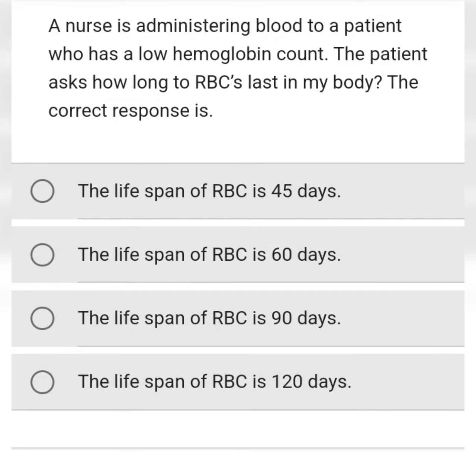A nurse is administering blood to a patient who has a low hemoglobin count. The patient asks, how long do RBCs last in my body? The correct response is the lifespan of RBC is 120 days.